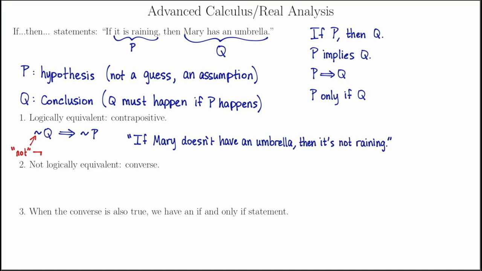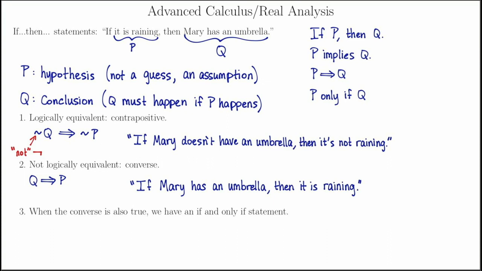A different kind of construction, which is not logically equivalent to the original statement, although it could be, so the second construction has to be evaluated every time you look at it. But the second kind of construction is called the converse. And what we do with the converse is we just completely switch the roles of P and Q. So instead of P implies Q, the converse is Q implies P. Here that would be, if Mary has an umbrella, then it is raining.